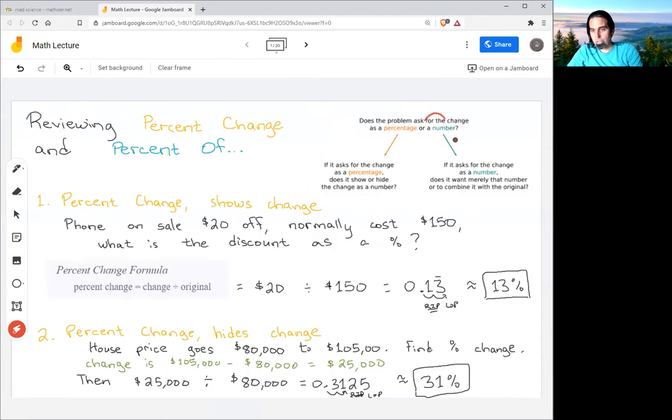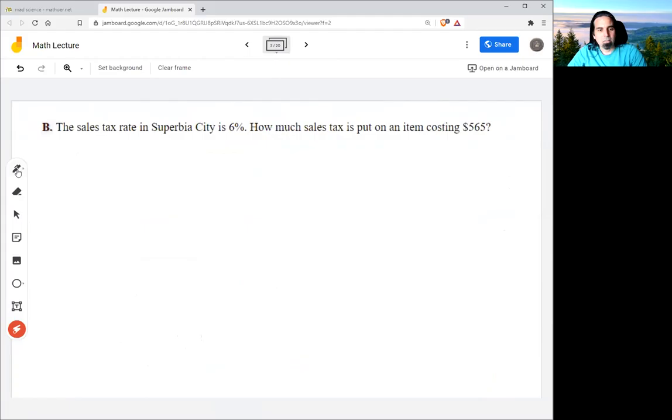So if it helps, think about this picture. We're asked for a number, how much tax? Are we going to combine it with something? No, we're just going to find the change and stop. So we want 6% of 565. Okay, tell me what's next.